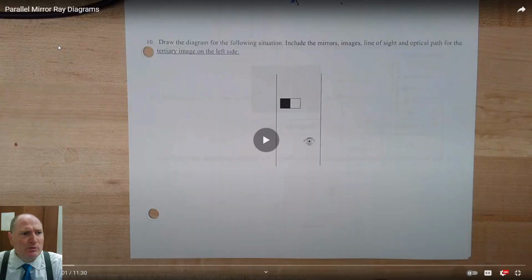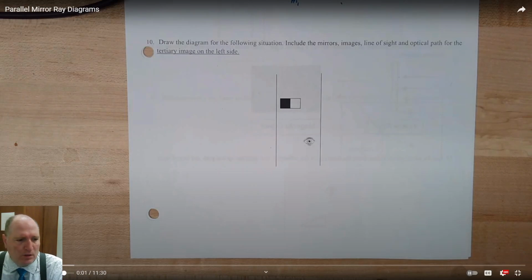So today we're doing parallel mirror ray diagrams. Based on the title of this YouTube channel, I think this might be high school level, but I'm not sure. So here we go. Oops, let me turn it up first. There we go.